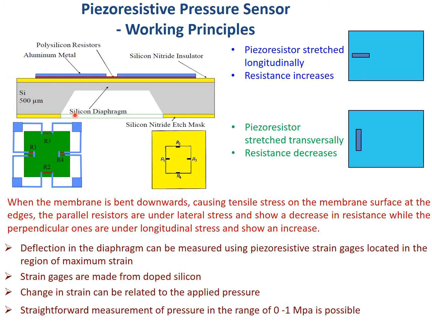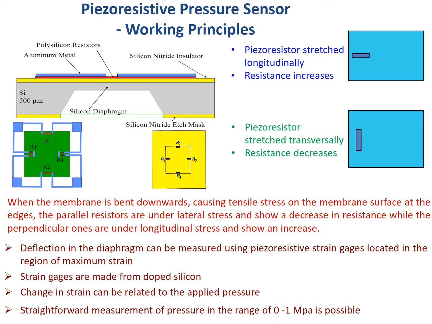basically the hard mask, right? And the red line corresponds to the polysilicon resistor, which is acting as the piezo-resistors, and on top of that we have the aluminum metal, which is again used for taking out the connections, right? So this is just one representative or schematic view.